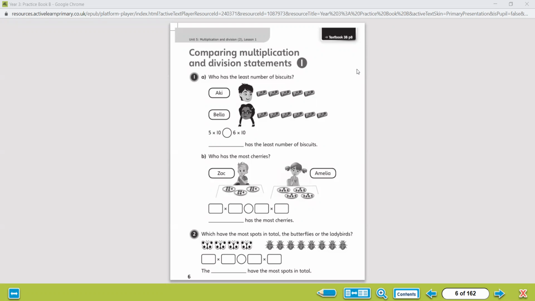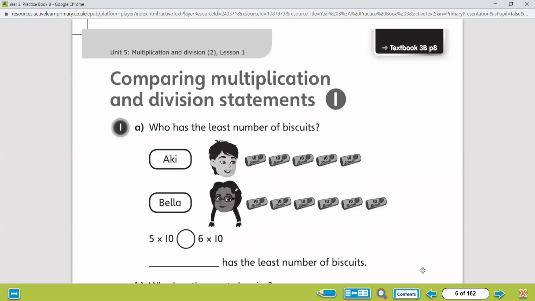Our lesson today is comparing multiplication and division sentences. Looking at question 1, it says, who has the least number of biscuits? If I zoom in, you'll be able to see that the biscuits come in packs of 10. Akai has got 1, 2, 3, 4, 5 packets of biscuits, so he's got 5 lots of 10. Bella has got 6 packets of biscuits: 1, 2, 3, 4, 5, 6. We've got to work out who's got the least. Remember, least means the smallest number.